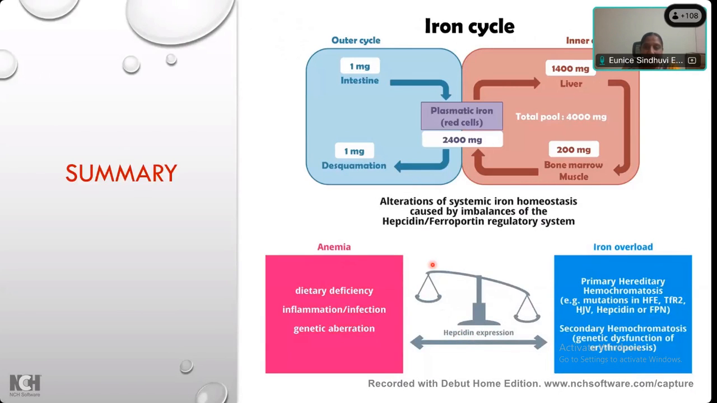So as we see now, the iron cycle is very tightly regulated between absorption and utilization, and alterations of systemic iron homeostasis can be caused by imbalances, either dietary, inflammation or genetic aberrations, which affect the hepcidin ferroportin regulatory system and result in either anemia or iron overload.